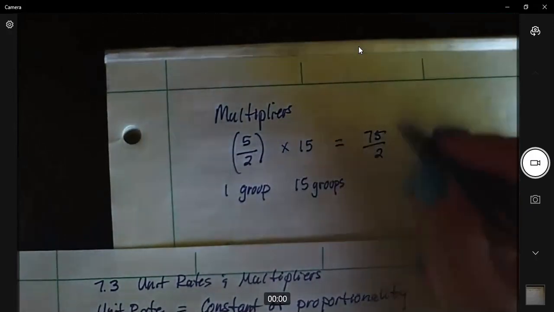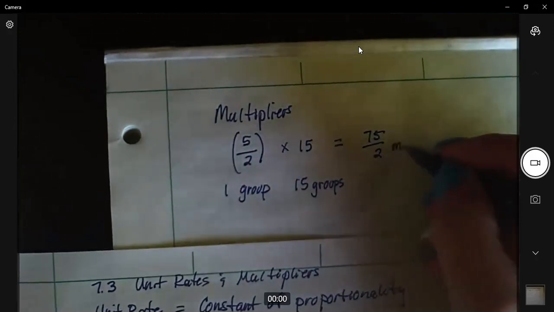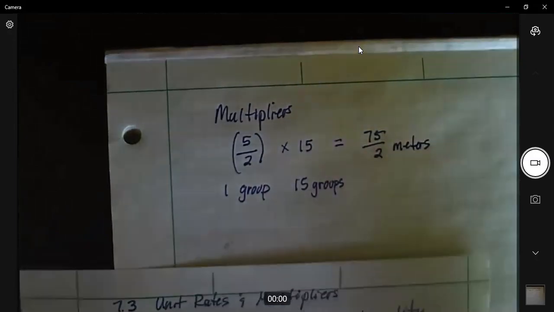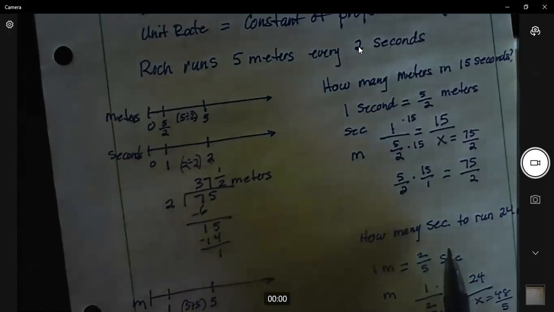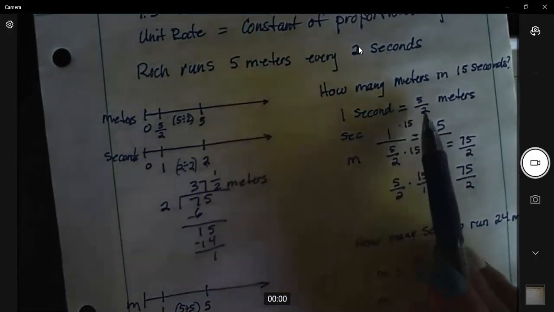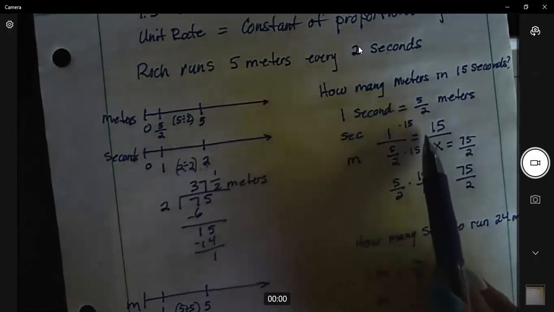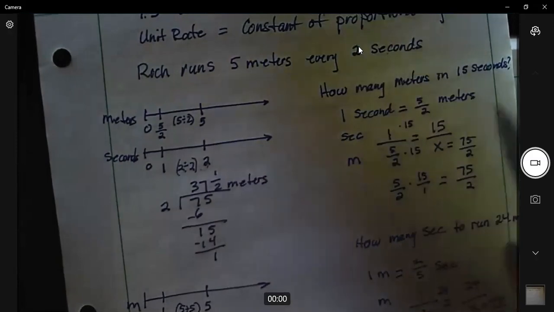And that's going to be, let's see, that was 15 seconds, so that's how many meters. So again, it's the same answer that I get here when I go through and do this. So I find a unit rate, and I take that unit rate times the amount of seconds, which is really the amount of groups, right? Like the batches that we did, same thing.